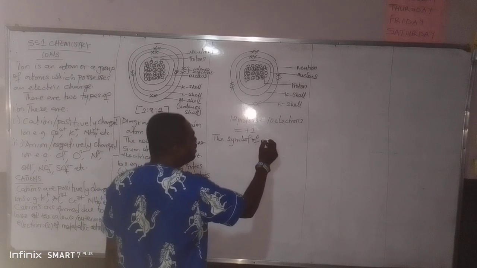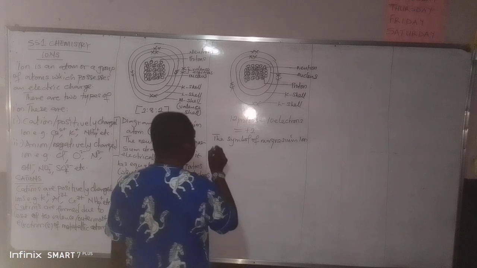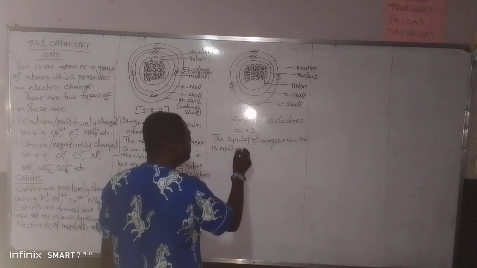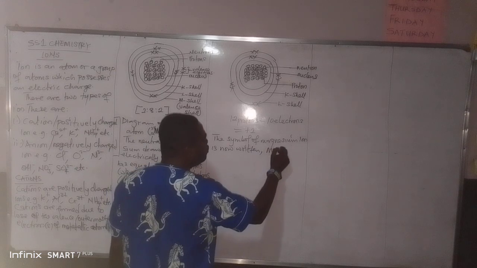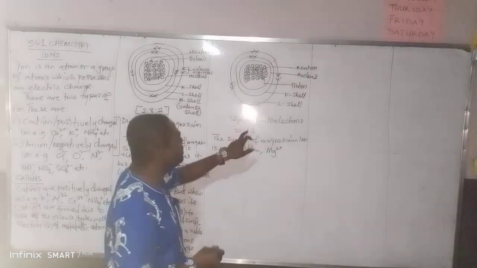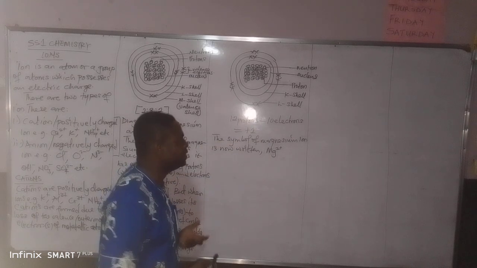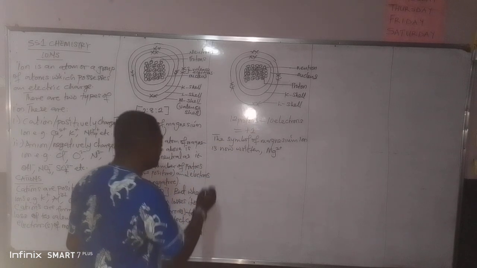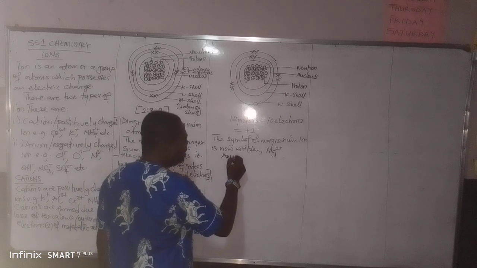So the symbol of the magnesium ion is now written as Mg2+. It is carrying the difference between the proton and the electron number. That is what we are talking about here. That's cations. Then what about anions?